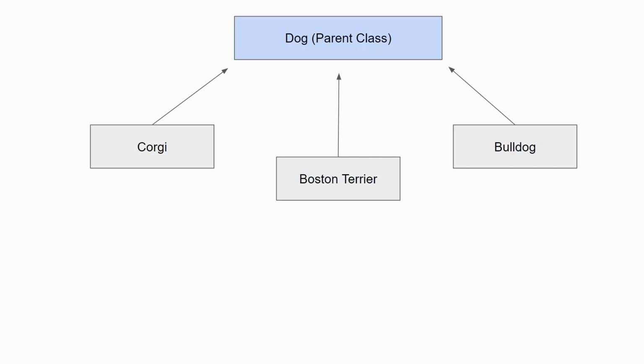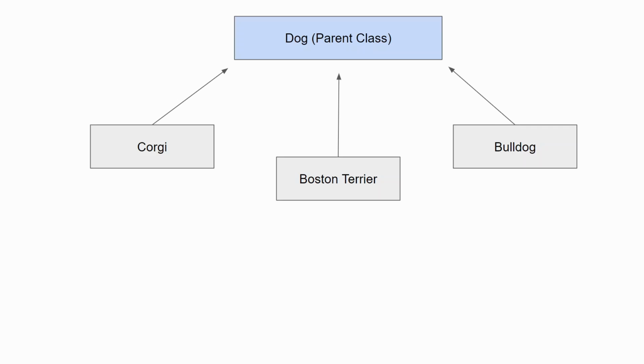So subclasses are classes that inherit the properties of a parent class. In this example, the parent class would be the dog, and Corgi, Boston Terrier, and Bulldog would be the subclasses. For an example of what we mean by inherit the properties, let's say that the dog class has a method called bark. And we know that Corgis, Boston Terriers, and Bulldogs all bark. So by having these three classes as subclasses of the dog class, they'll all inherit the method bark.